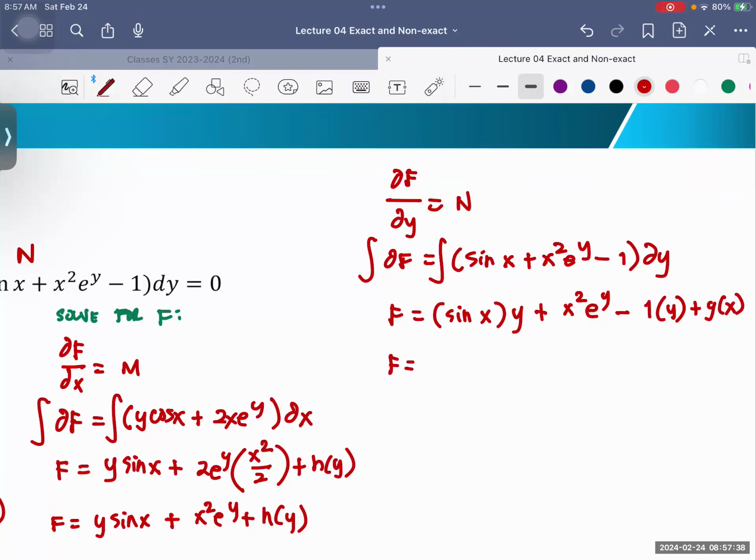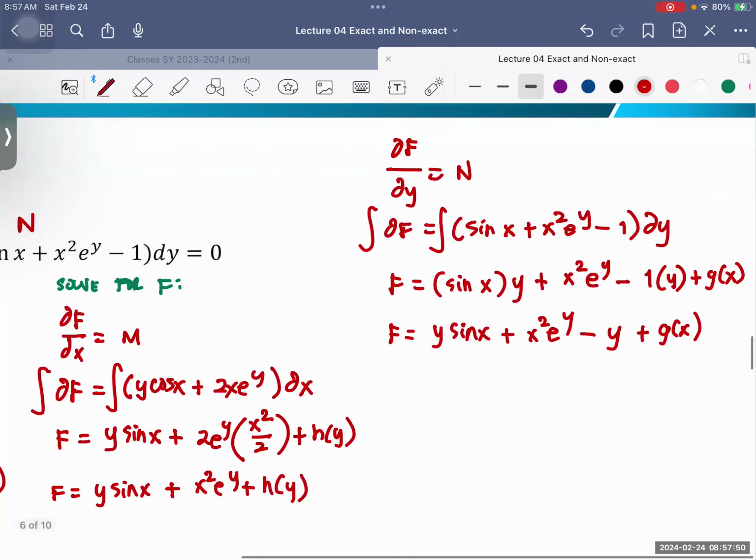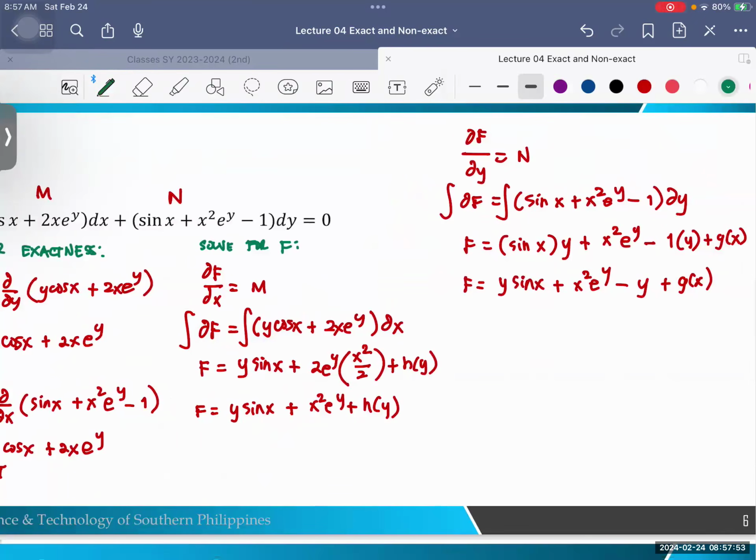Sige, simplify. We have, ato lang ning ibalhin ang y diri, y sin x plus x squared e to the y minus y plus g of x. Okay, so this is now our f. Equate na din nato class, para sa purpose pag-equate, para ma-define nato unsa ang function of h of y o g of x. Okay, we have y sin x plus x squared e to the y plus h of y equals y sin x plus x squared e to the y minus y plus g of x.